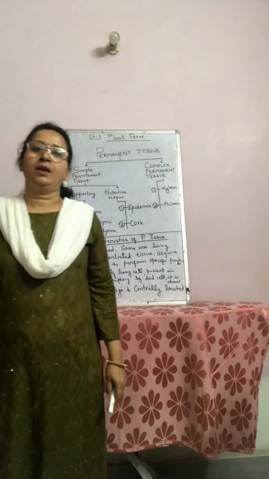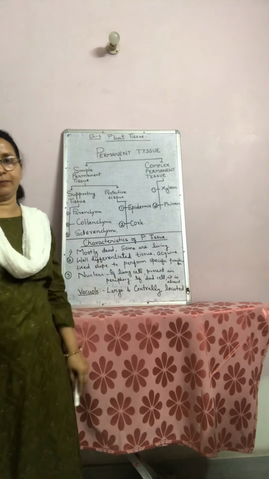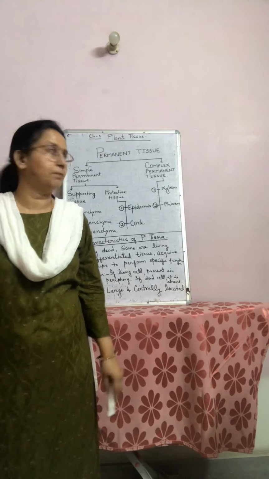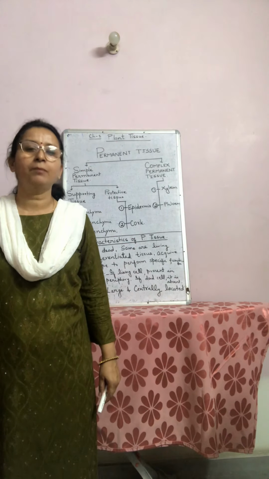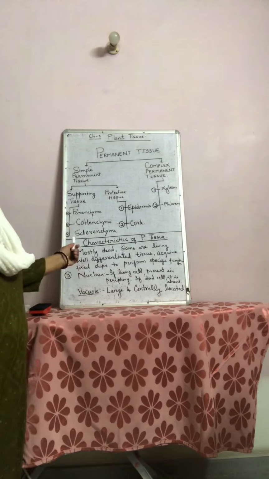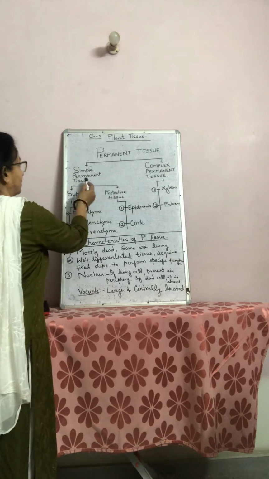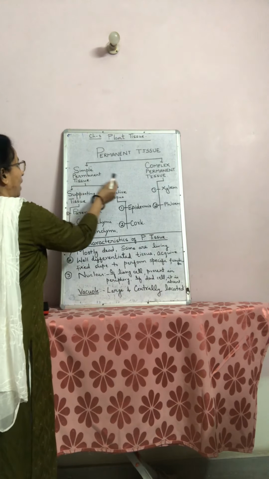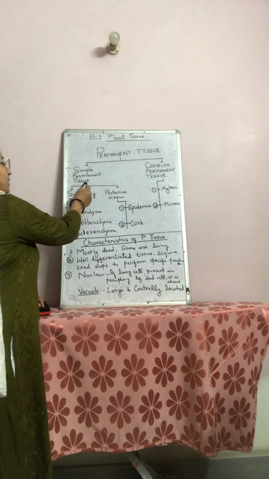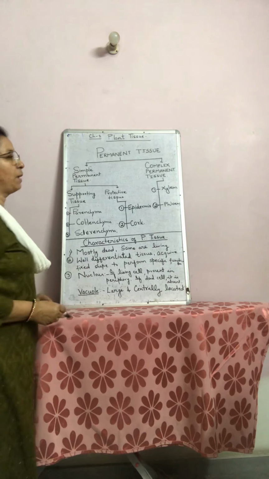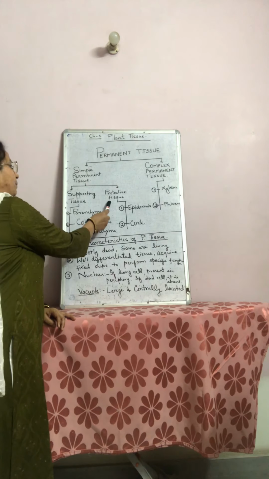Hello students, in the previous class we have seen, in plant tissue, the difference between permanent tissue and meristematic tissue. Now I am starting permanent tissue. You will see on the board, permanent tissue can broadly be divided in two parts. First one is called simple permanent tissue and second one is called complex permanent tissue. Simple permanent tissue will again be divided in two parts. First one is called supporting tissue, second one is called protective tissue.